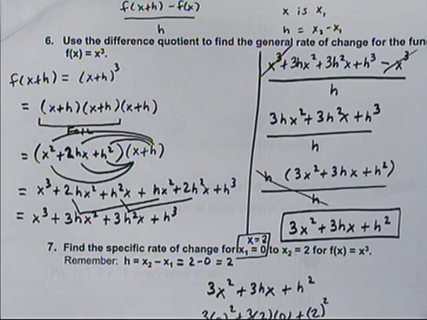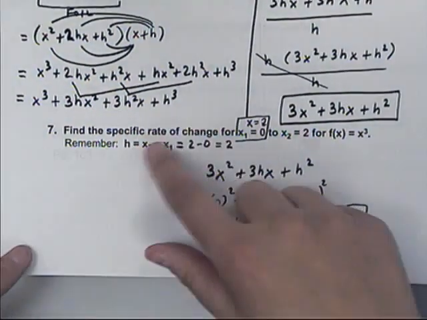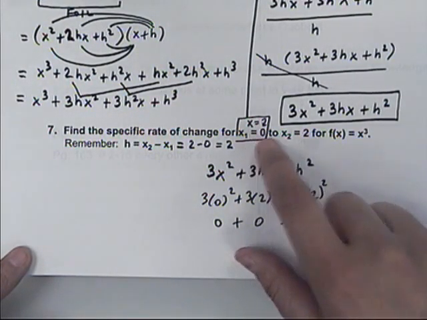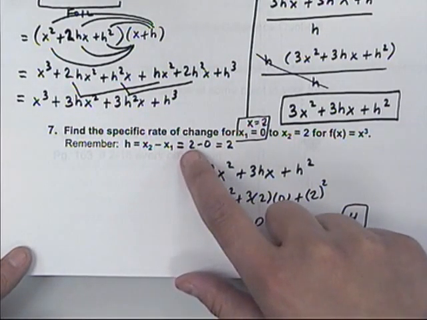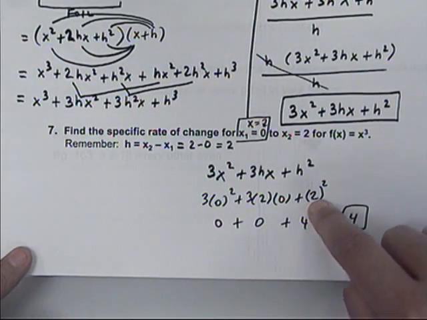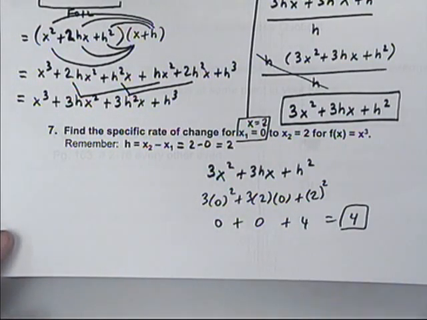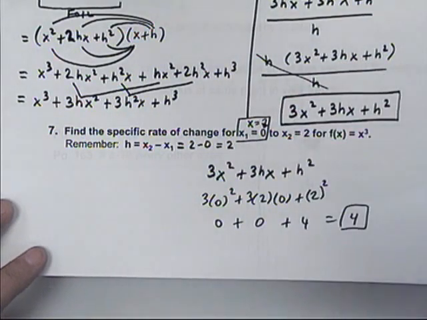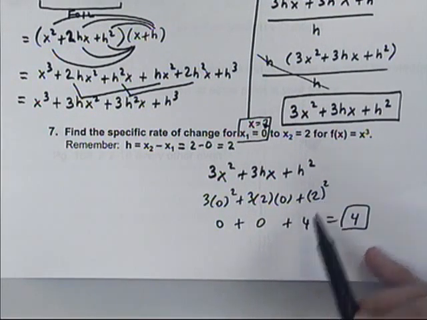Then I'm going to use that to solve a problem about slope. Find the rate of change, which is slope, on this function, x cubed, between 0 and 2. Remember, h is the difference between x sub 2 and x sub 1, so 2 minus 0 is 2. So wherever there's an h, I put a 2. And then x is just your x sub 1, so that's going to be 0. So 3 times 0 squared plus 3 times 2 times 0 plus 2 squared gives you 4.